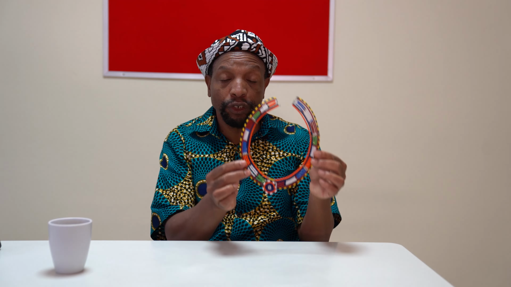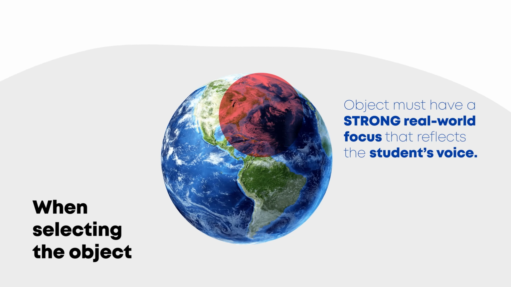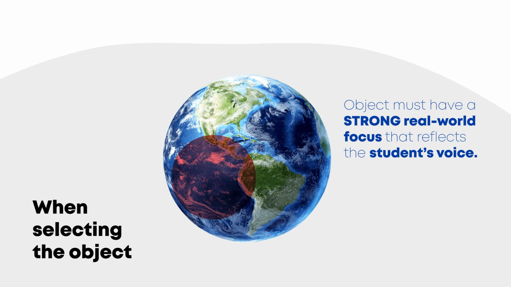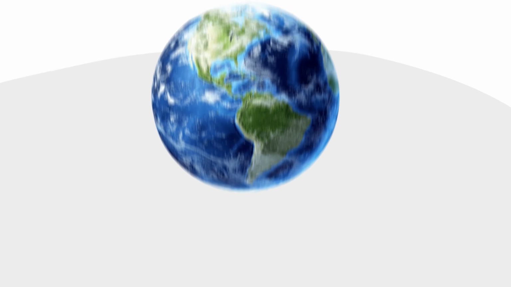Take an example. A student has chosen this Maasai necklace as their object. The student will choose prompt number 21 on the relationship between knowledge and culture. It's very important that when choosing the object, you reflect on the personal interests of the student and the voice of the student. Why did you decide to choose this Maasai necklace? What relationship does it have to you?